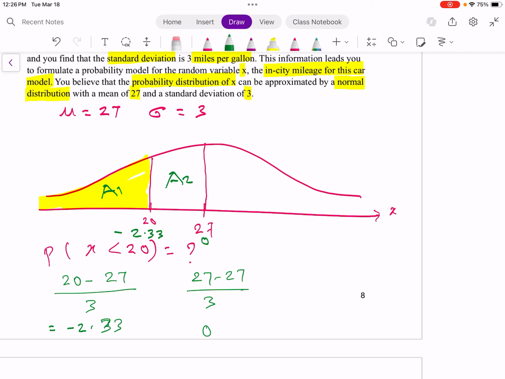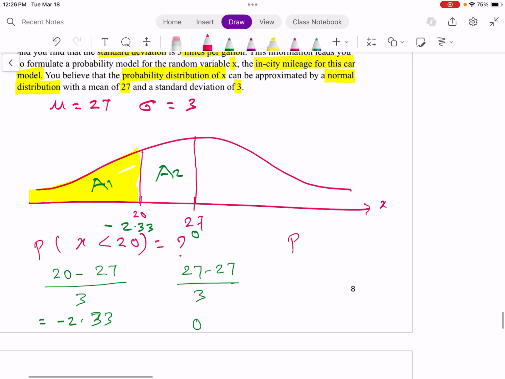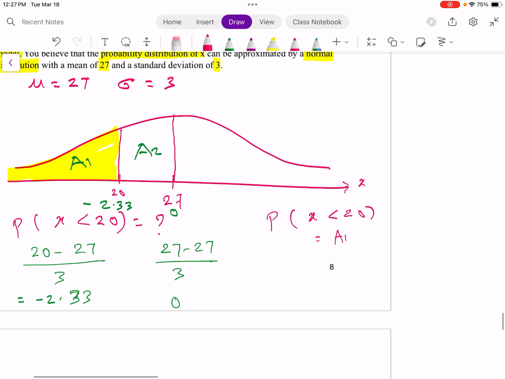Now how do we find this probability, the probability that x is less than 20? Can I rewrite this as A1? But how do we find A1 here? To find A1, we need to find A2, right? Now how do we find A2? So let me draw area A2 on the right. This is positive 2.33. Area A2 and area A3 are equal to each other. Do you all agree?